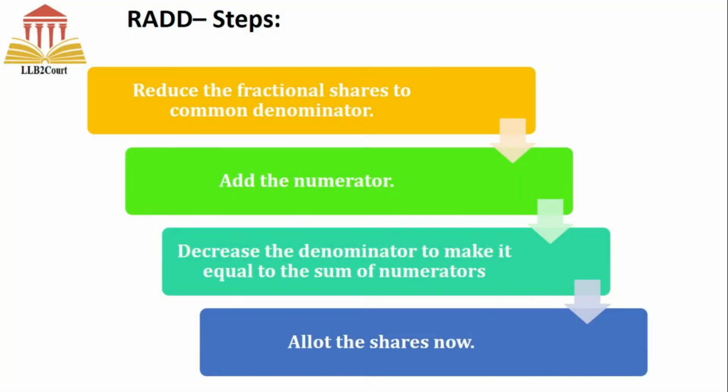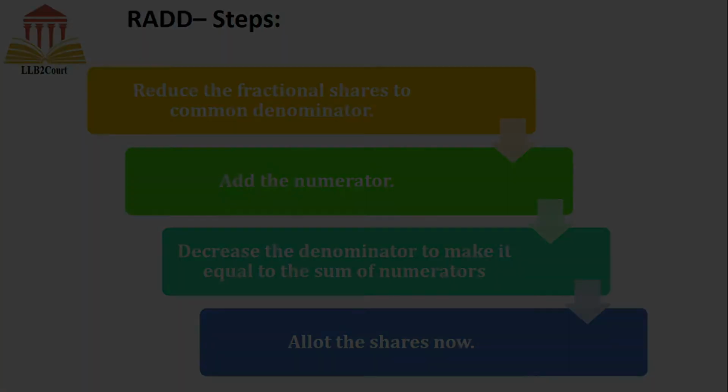These are the steps which you need to follow generally to apply the Doctrine of Rad. First is to reduce the fractional shares to the common denominator. Once it is done, sum up the numerators. This numerator will now become the new denominator. By decreasing the denominator, obviously the shares are going to increase. After that, the shares are allotted. Now let's see the first illustration.